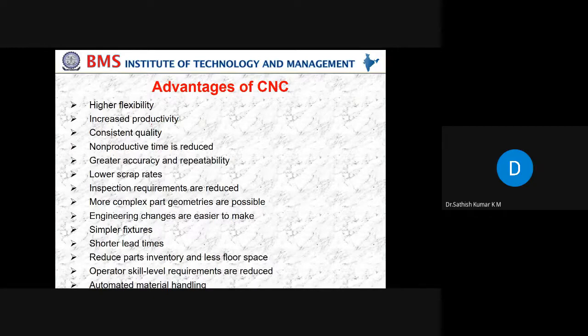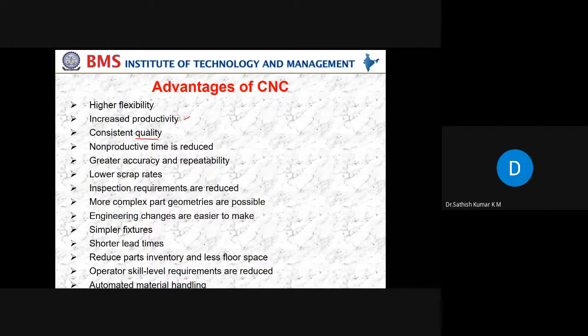Then increased productivity, that means a faster way of production. Quality is ensured because human labor is not present here, and mostly the movement is done by automated means. Therefore, the quality is going to be assured.